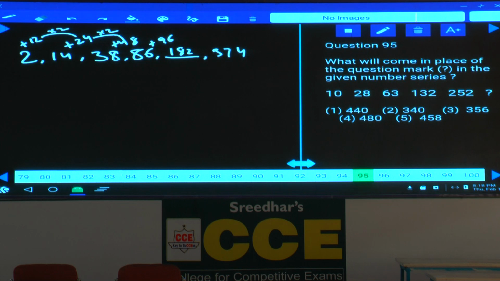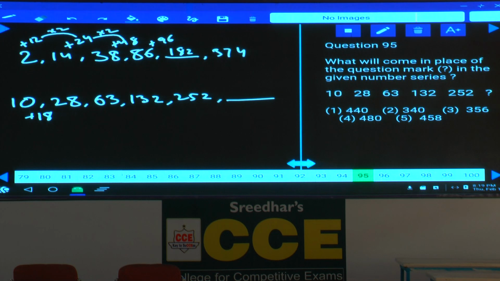Then coming to question number 95: 10, 28, 63, 132, 252. What should be the next one? 10 and 28, tell me what is the difference between these two. 10 plus 18 is 28, 28 plus 35 is 63. And 63 and 132, what is the difference between these two? The difference is 69. And the next one?